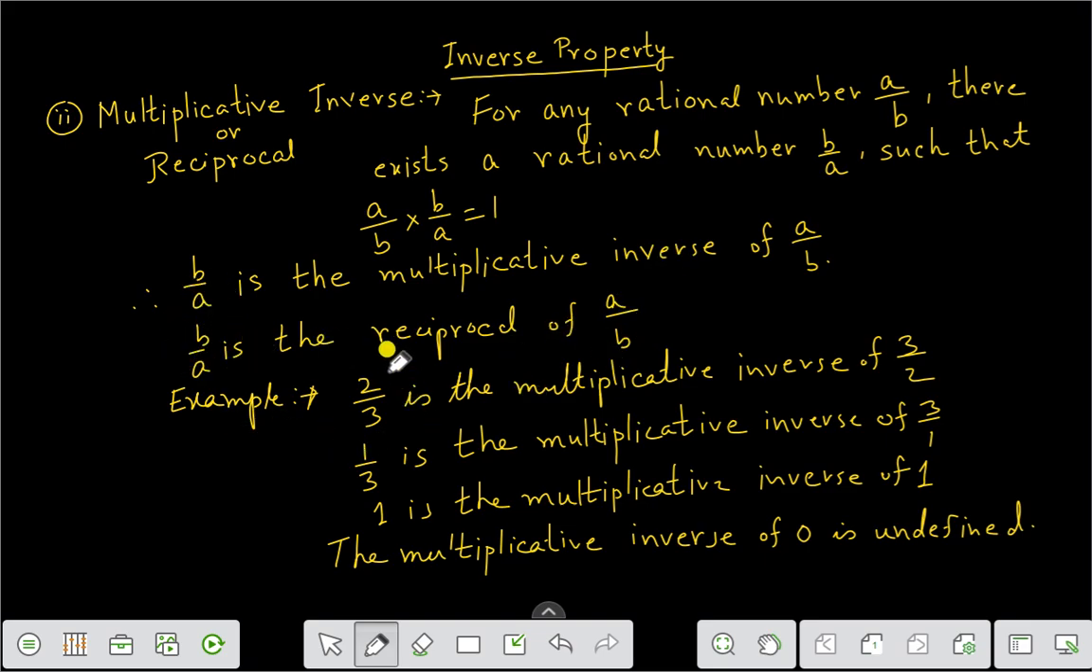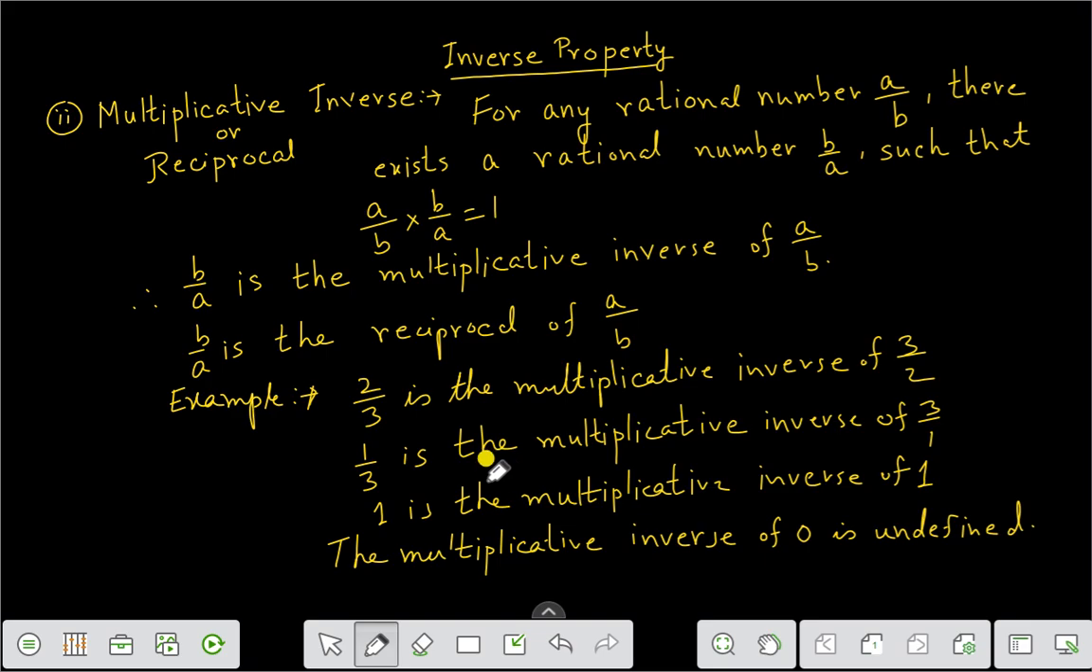For example, 2 by 3 is the multiplicative inverse of 3 by 2. That means if we multiply 2 by 3 with 3 by 2, you'll get the value 1. 1 by 3 is the multiplicative inverse of 3 by 1; if we multiply these, we also get 1. 1 is the multiplicative inverse of 1; 1 times 1 is 1. The multiplicative inverse of 0 is undefined. Or you can say reciprocal also: 2 by 3 is the reciprocal of 3 by 2, 1 by 3 is the reciprocal of 3 by 1, 1 is the reciprocal of 1.